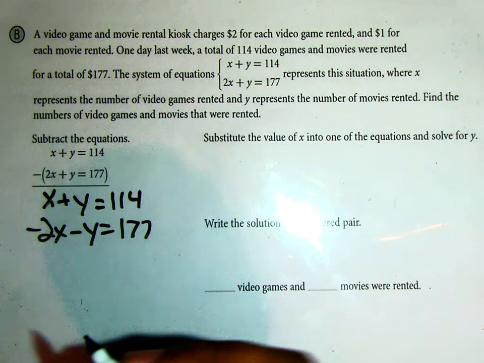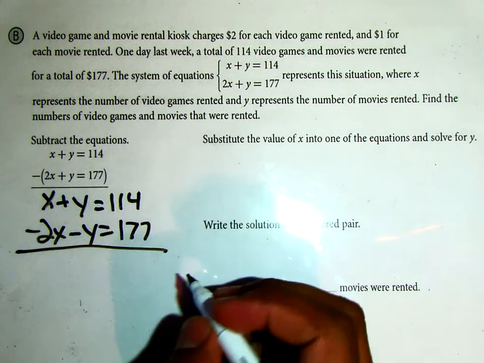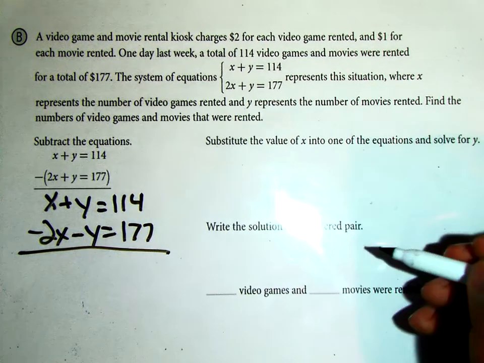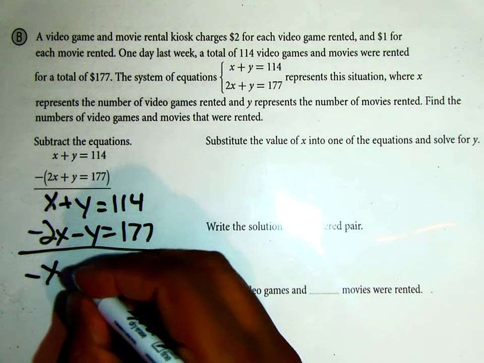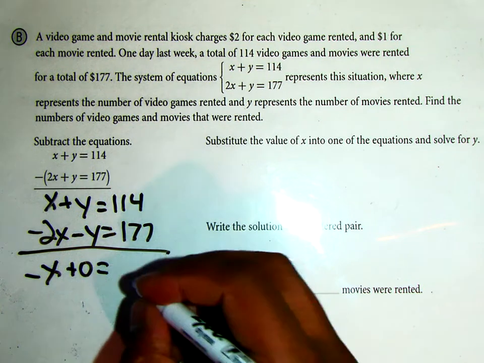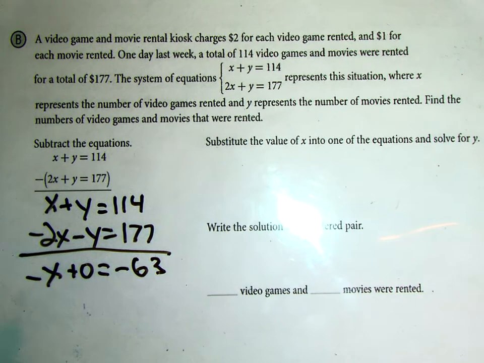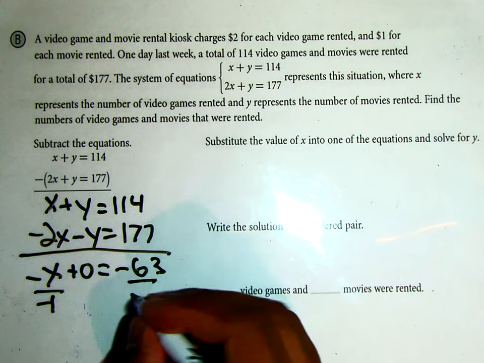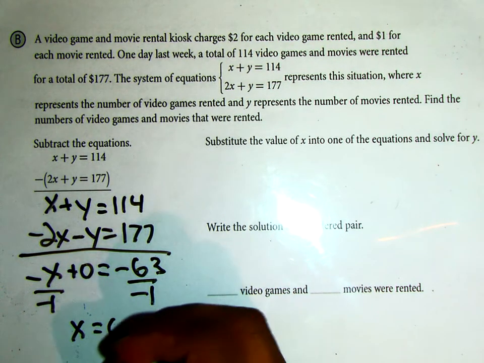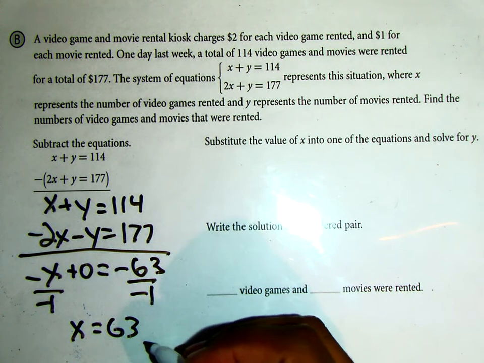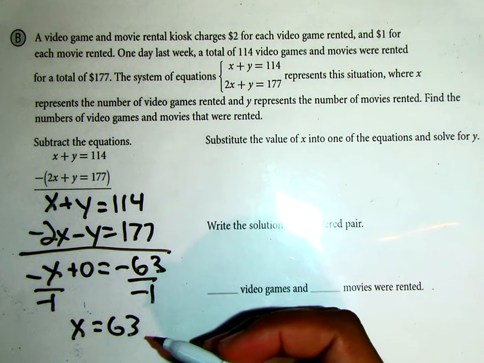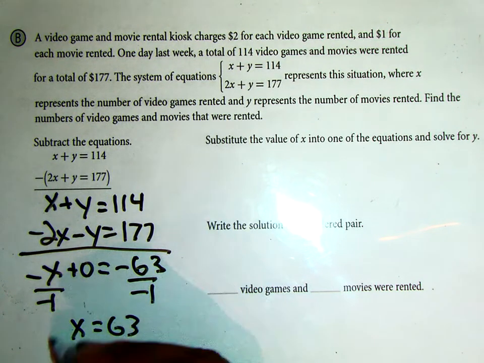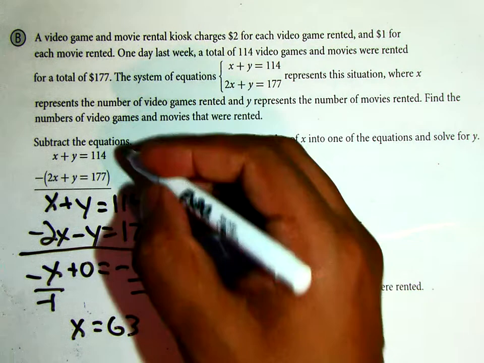All right, now what I'm going to do is go ahead and add these together so that I can eliminate one of my variables. So that's going to get me -x plus 0 is equal to -63. Then I divide by -1, and then x is equal to 63. So that means there's 63 video games rented. And now all I have to do is figure out how many movies were rented. So I'm going to take this 63 and plug it into the original equation.